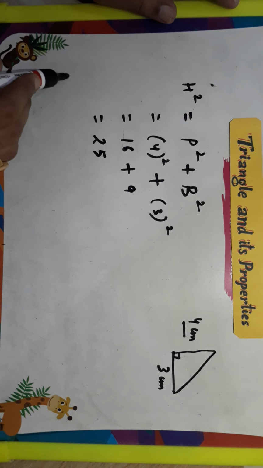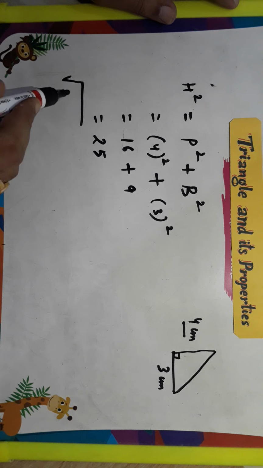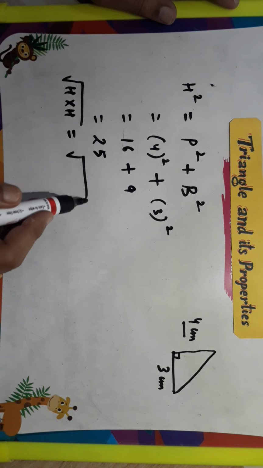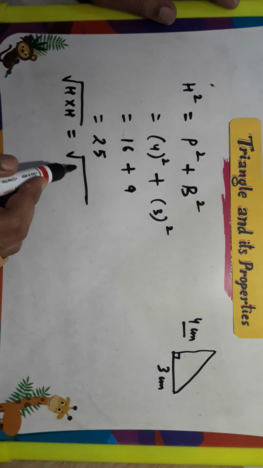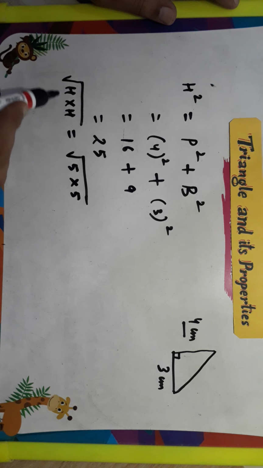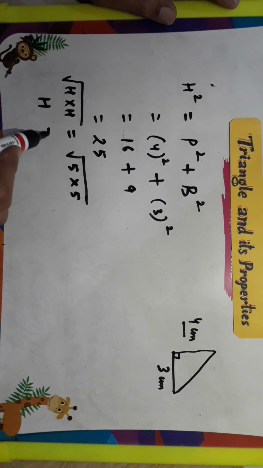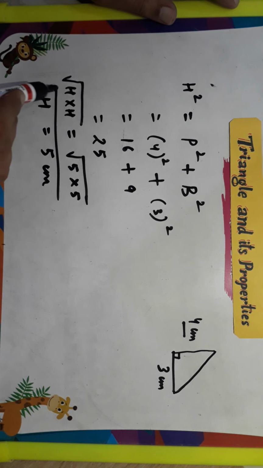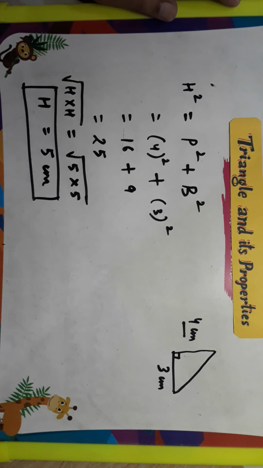What we will be doing is taking the under root on both sides. Hypotenuse square means hypotenuse into hypotenuse, and if you do prime factorization of 25, you will get 5 into 5. So we will make pairs. Out of 2 hypotenuse, 1 hypotenuse will come here, and out of these 2 fives, 1 five will come over here. In this way your hypotenuse will be 5 centimeter.